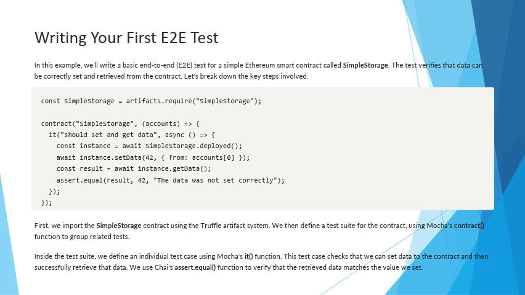Inside the test suite, we define an individual test case using Mocha's it function. This test case checks that we can set data to the contract and then successfully retrieve that data. We use Chai's assert.equal function to verify that the retrieved data matches the value we set.